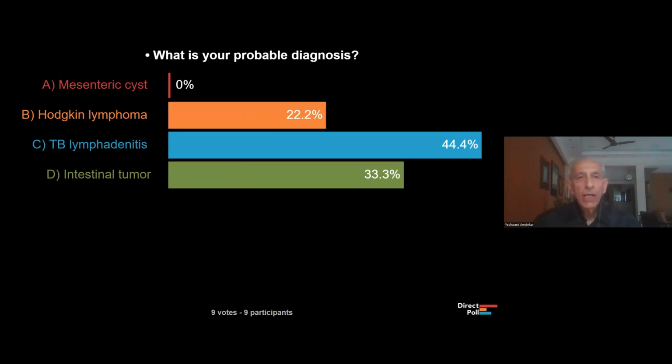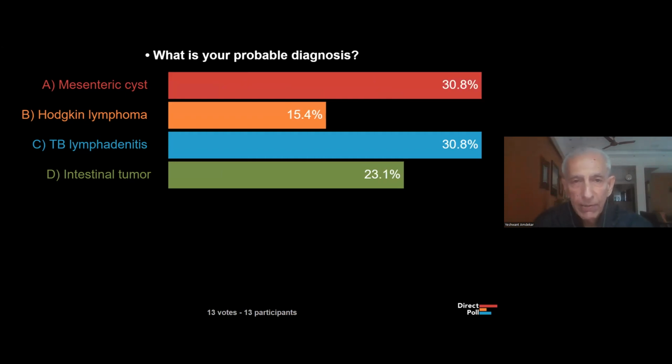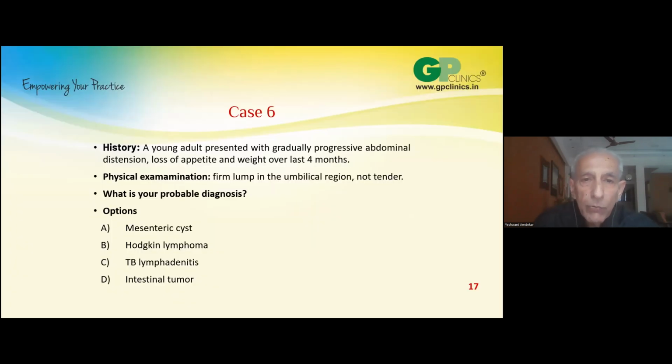Very good. I think majority of you suggested that there is some tumor of some kind. Okay, let's get back to the slide. The mesenteric cyst would never have the loss of appetite and loss of weight because it's a benign cyst. So that is out. What about Hodgkin's lymphoma and TB lymphadenitis? Yes. The point is, when you have a large central mass, it is likely to be coming either from lymph nodes or intestine. Correct. So you have rightly guessed that.